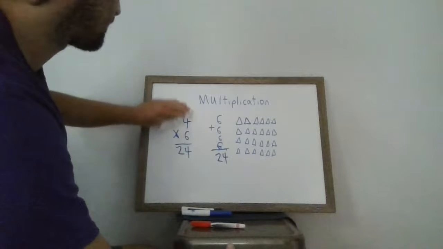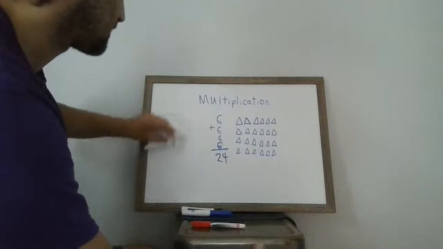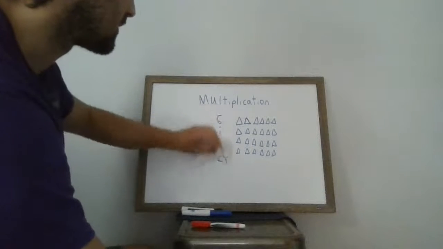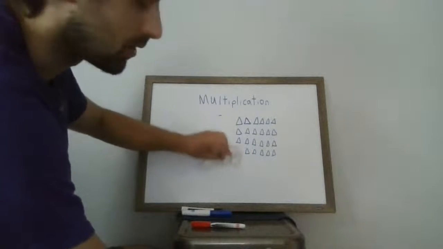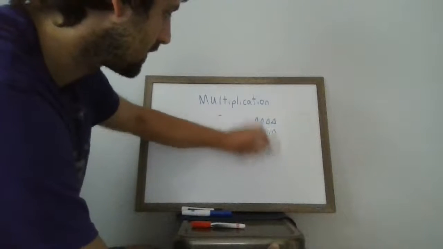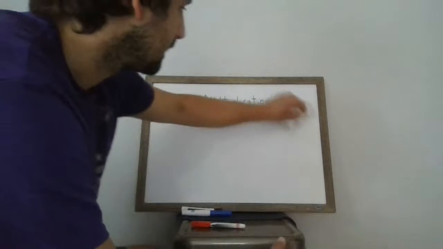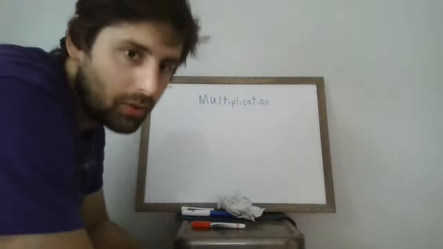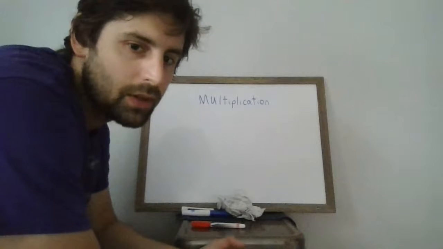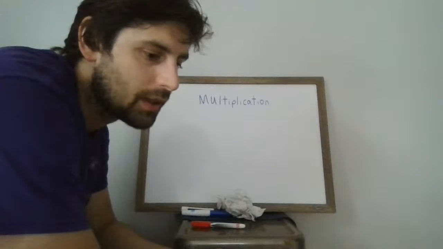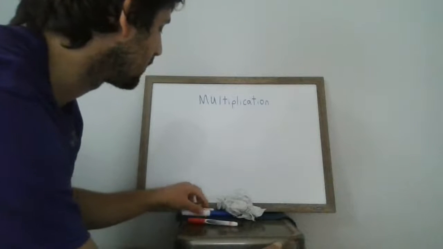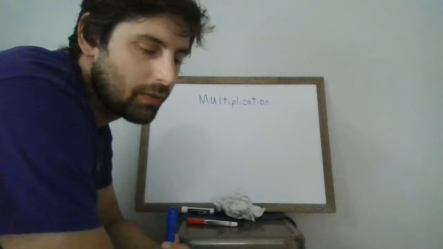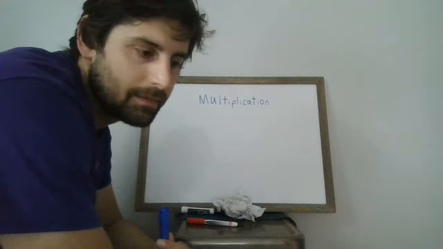So the first step to multiplication, like I said, is knowing what multiplication is. Understanding that multiplication is taking a number and adding that number a certain amount of times. Now, when we first learn multiplication, we learn it through the fact families. We learn single-digit multiplication through the fact families, 1 through 10.